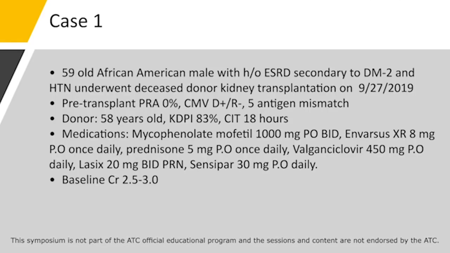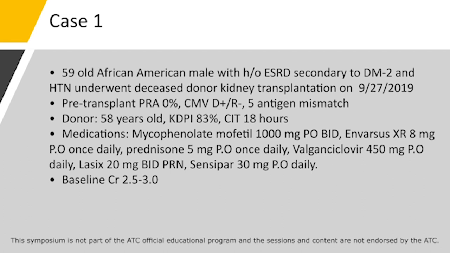Next, we will go over a couple of cases to describe how we have utilized immune monitoring in our patients post-transplant. So case one is a 59-year-old African-American male with history of end-stage renal disease secondary to diabetes mellitus, type 2, and hypertension, who underwent a deceased donor kidney transplant in September last year. Pre-transplant, his PRA was 0%. He received a kidney from a CMV-positive donor, although he himself was CMV-negative. This was a 5-antigen mismatch transplant from a 58-year-old donor with KDPI score of 83% and a cold ischemia time of 18 hours. His immunosuppression medications consisted of mycophenolate mofetil, 1 gram twice a day, Envarsus XR, 8 mg PO once a day, and prednisone, 5 mg PO once a day.